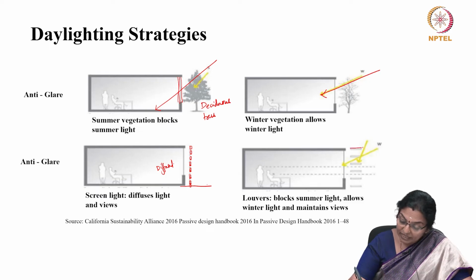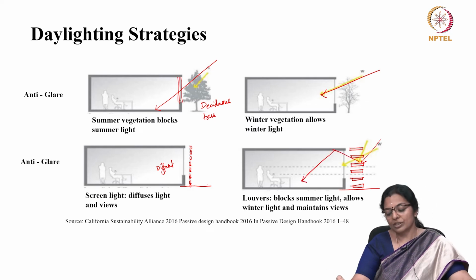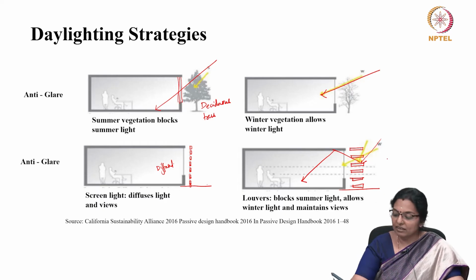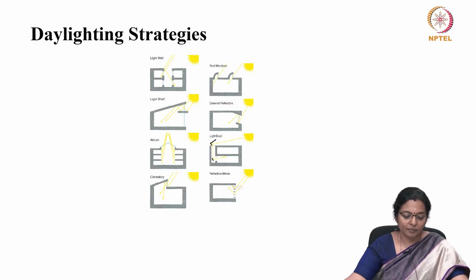Louvers are a very important architectural strategy for daylighting, as it blocks the summer sun but allows the light. So, the solar radiation gets cut. However, diffused daylighting still enters the room. Then let us move on and see what are the other strategies.